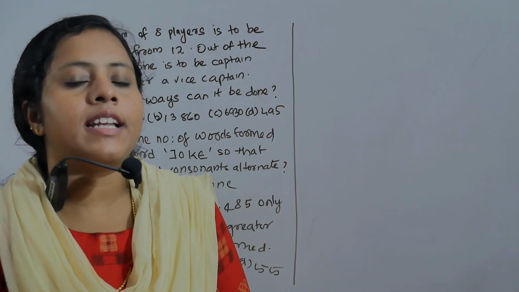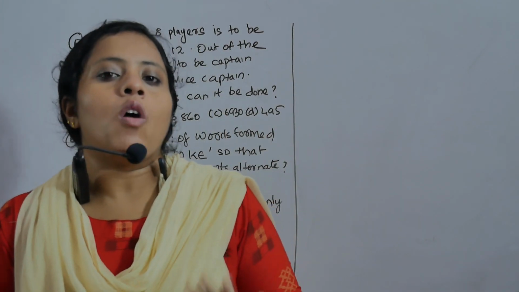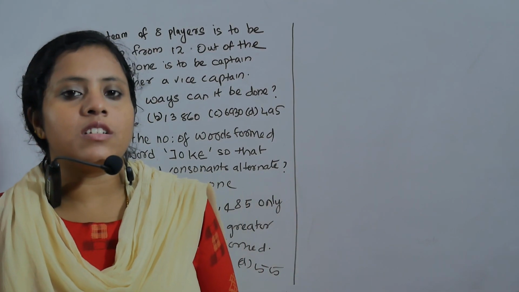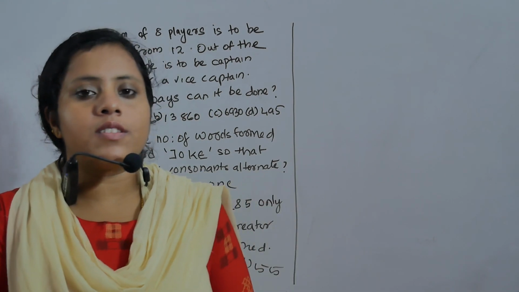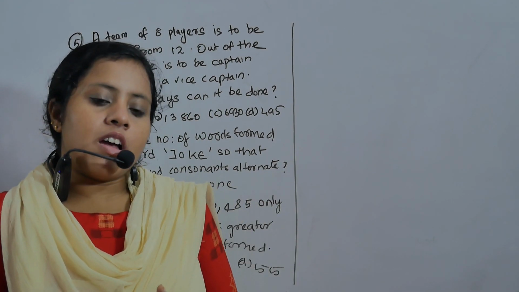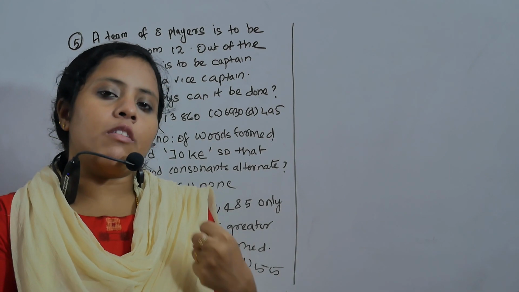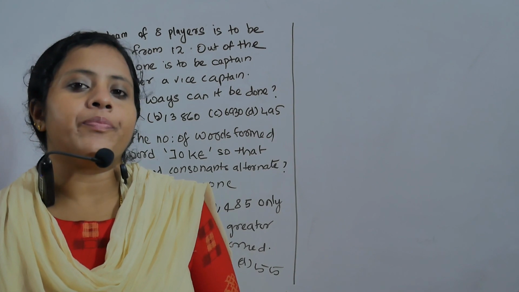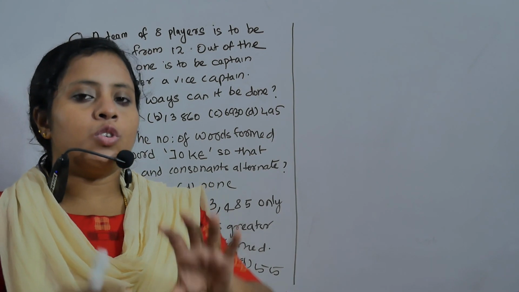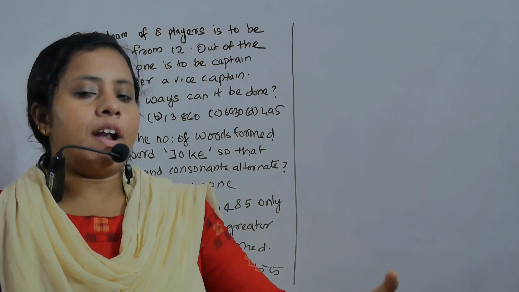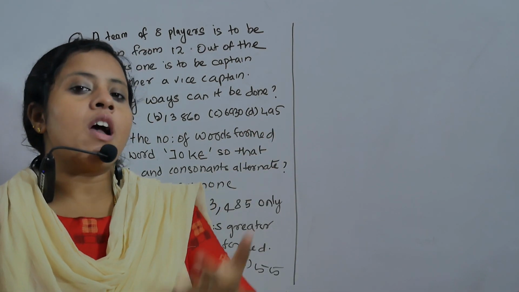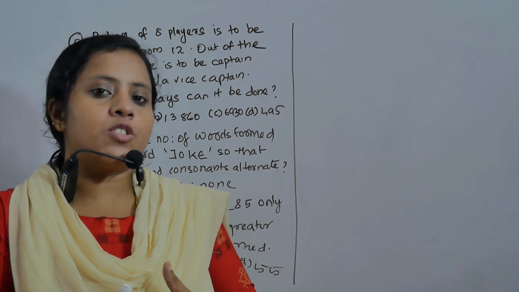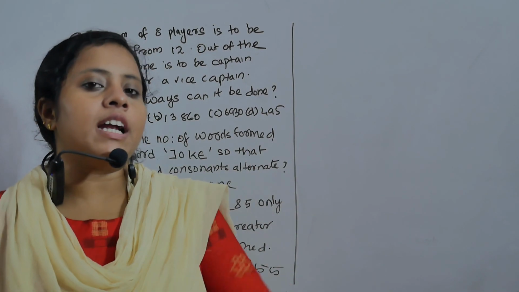So what are the things they are telling? They are telling 2 things. One is that from 12 players we need to choose 8. So this can be done in many ways. Other than that, out of 8, we need to choose one as captain, the other one as vice captain. So 2 things in a single question. One and the other one, not one or the other one. That means into. From 12, 8 is to be chosen, and from 8 another condition is also given.